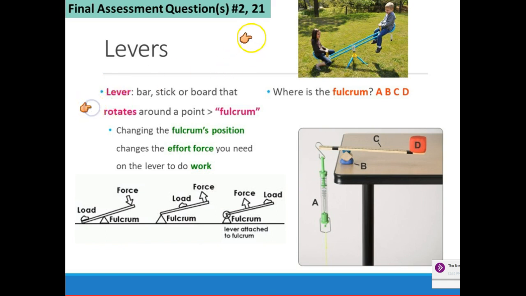10 minutes, super short. Question 2 and question 21. You can see it up here in the blue box. So we're going over 2 questions, number 2 and number 21.